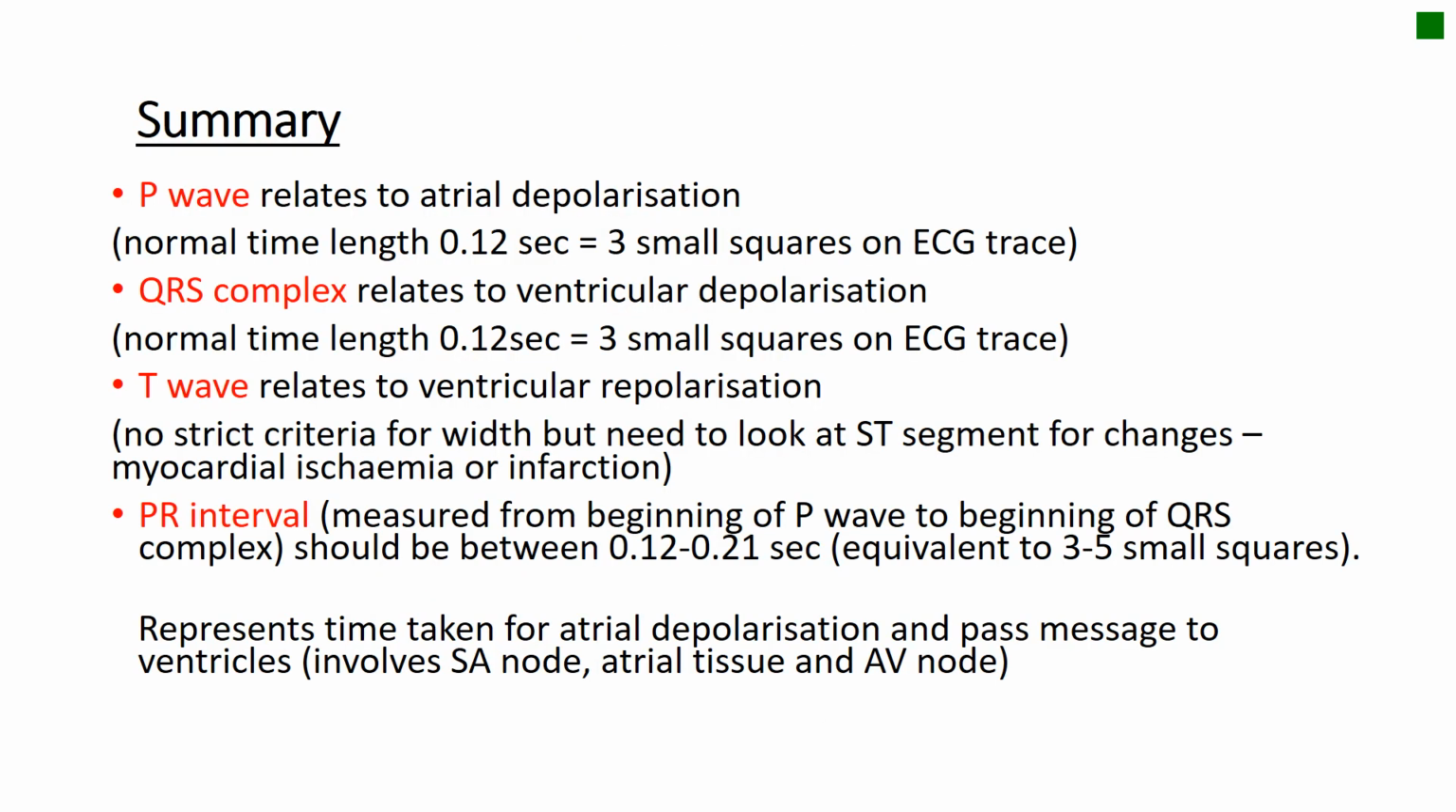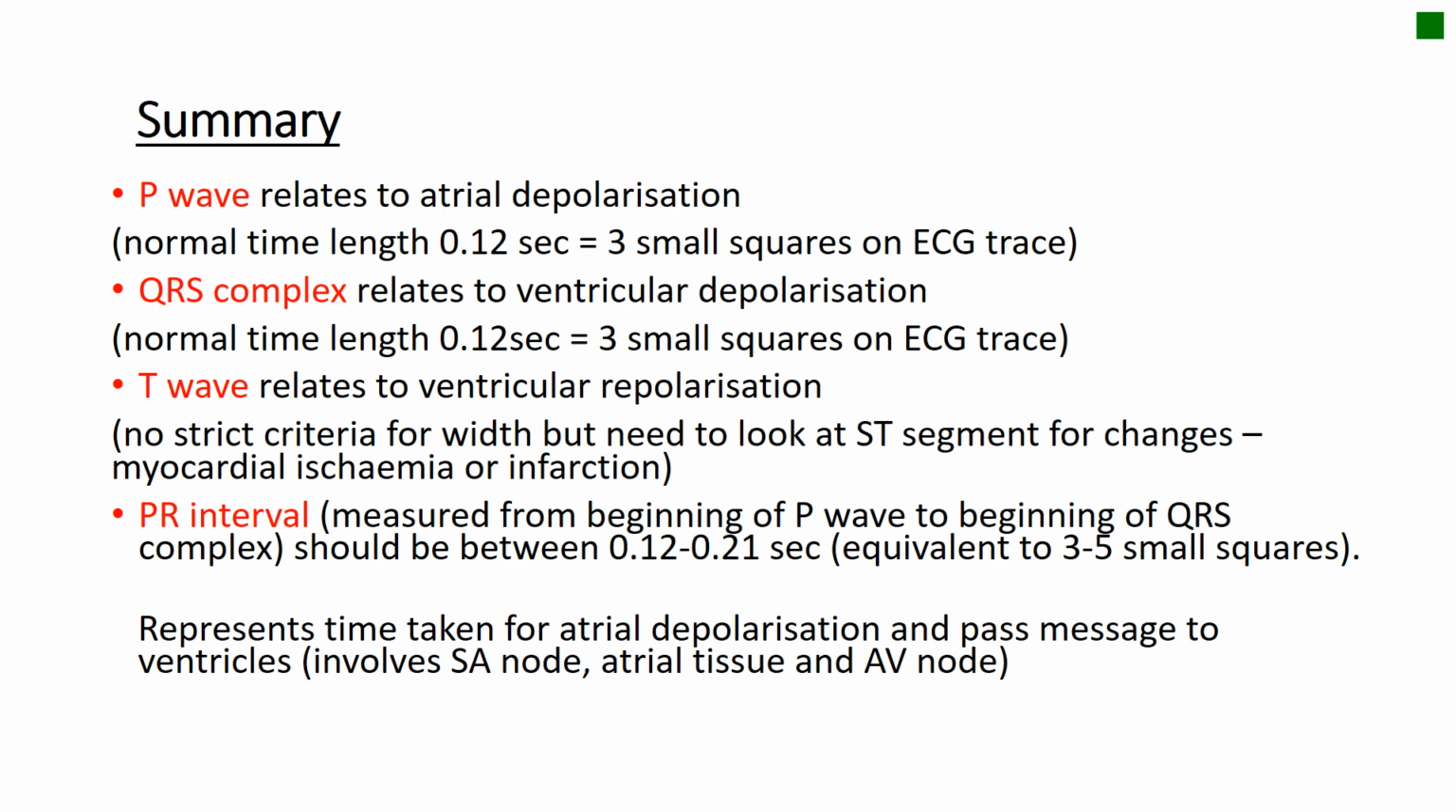So to summarize this, the P wave relates to atrial depolarization. The normal time that takes is about 0.12 seconds, which is equivalent to three small squares on the ECG trace, assuming it's going at 25 millimeters per second paper speed. The QRS complex relates to ventricular depolarization. Again, it's the same time as a P wave, about 0.12 of a second, three small squares on an ECG trace. The T wave relates to ventricular repolarization.